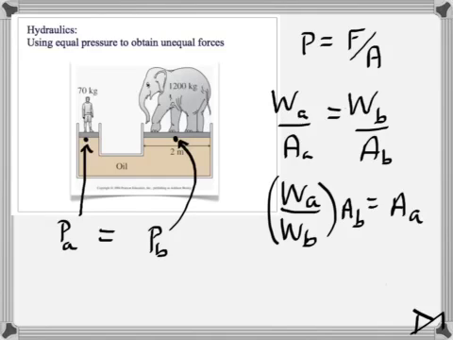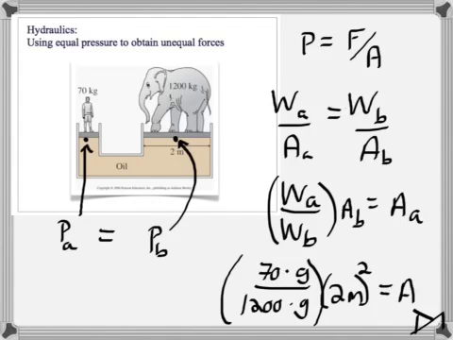Given the information of the weight of A, the weight of the man, and the weight of the elephant, and assuming that the elephant is standing on a 2x2 platform, we know the area, therefore we can find the area A, the area of the platform that the man is standing on. Plugging in our numbers, the weight of the man is 70 times g, the weight of the elephant is the mass of the elephant times g, but the g's cancel. Assuming the elephant is standing on a 2x2 platform, then 70 over 1200 times 2 squared will be the area of the platform the man is standing on.